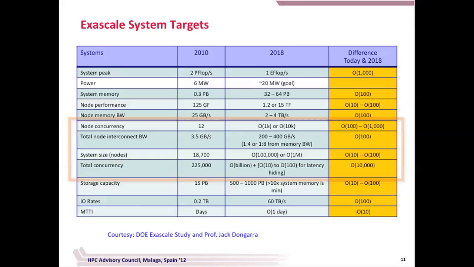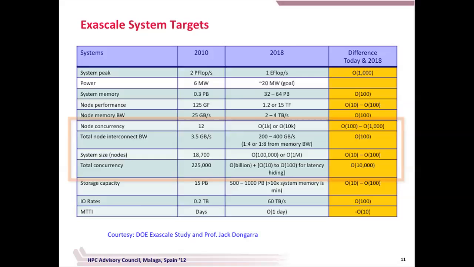Then at the same time, the total bandwidth going out from the nodes, here it is around 3.5 gigabytes per second, but there will be almost 200 to 400 gigabytes per second, the data going outside from a node. And then the system size, which is the total number of nodes, not just cores. Here it was around 18,000, and people are predicting that in the Exascale system there will be 100,000 or 1 million nodes.